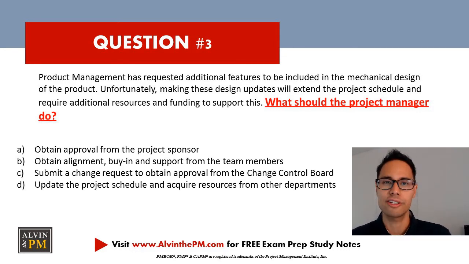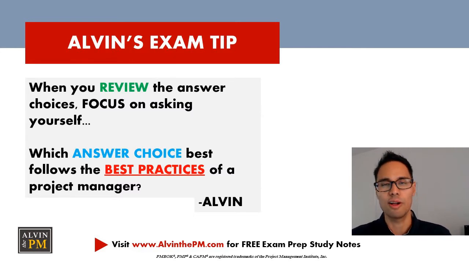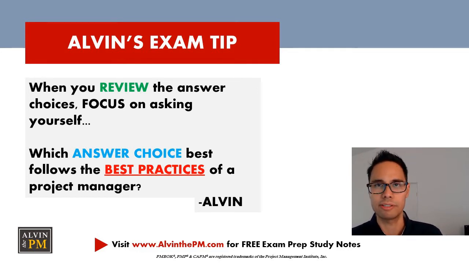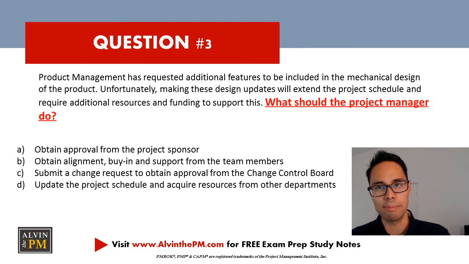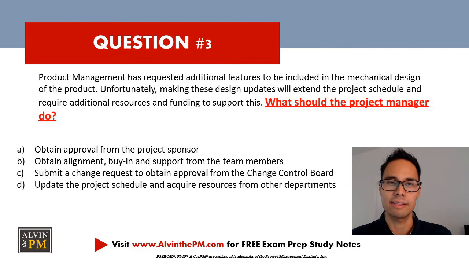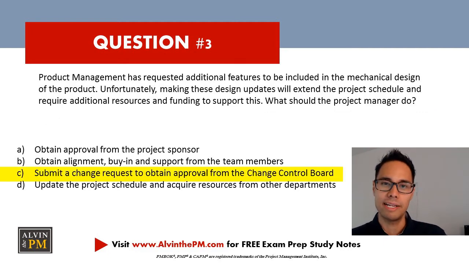So the first thing you should ask yourself is, what is the best answer which follows the best practices of an ideal project manager? For predictive projects, anytime there are change requests from other team members, you must create and submit a change request and obtain approval from the change control board. Remember, no change can be implemented into the project without obtaining the CCB approval. It is not the sponsor, and it's not your team member's approval that you need. Therefore, the best answer which aligns with this process is choice C.